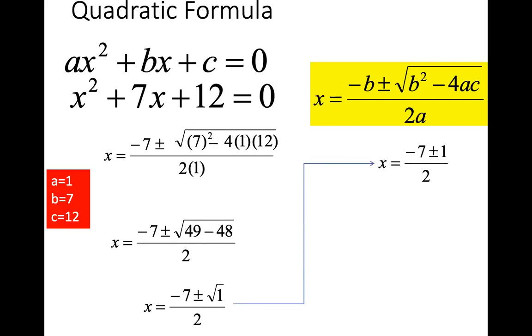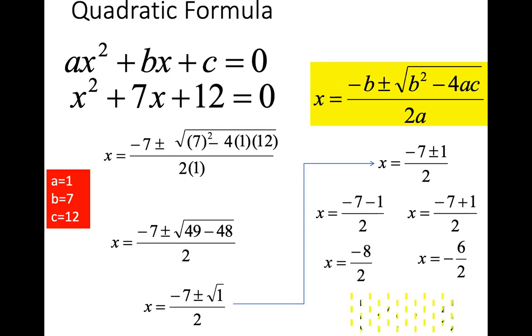So here comes the only tricky part you have to remember. It's not that tricky. This plus or minus means 2 separate equations, one where it's plus 1 and one where it's minus 1. I'm going to write those 2 equations, and it doesn't matter which one you write first. So negative 8 over 2 is -4, and -6 over 2 is -3.